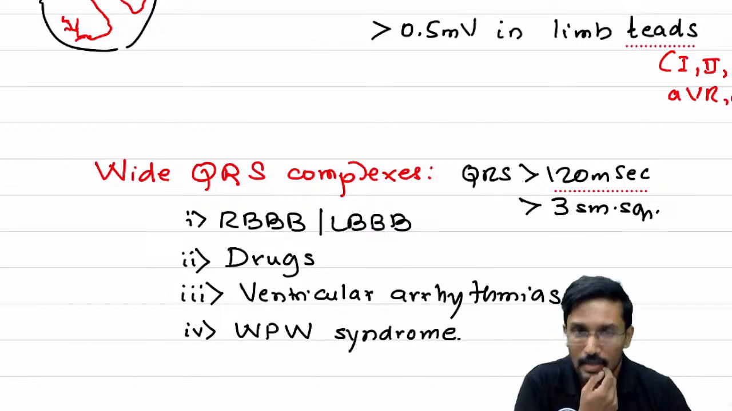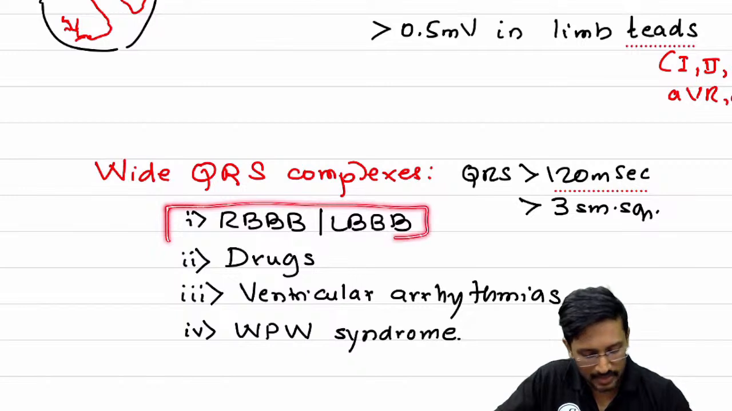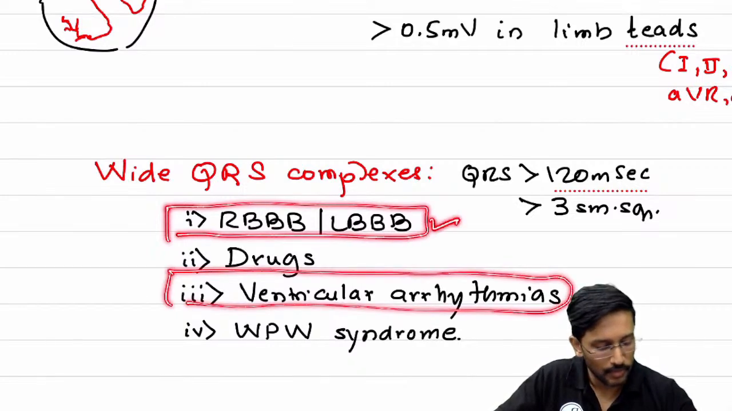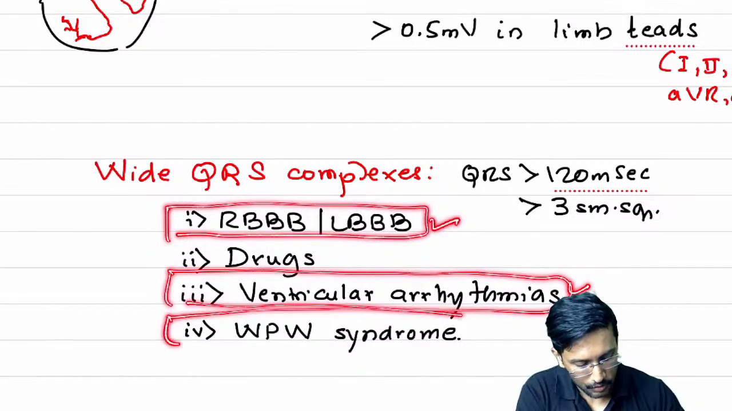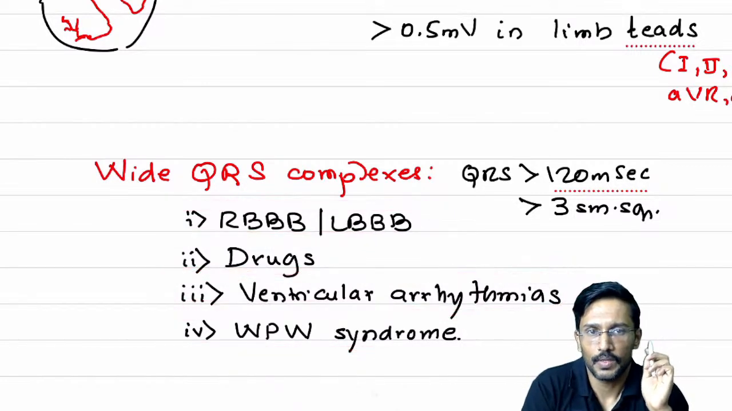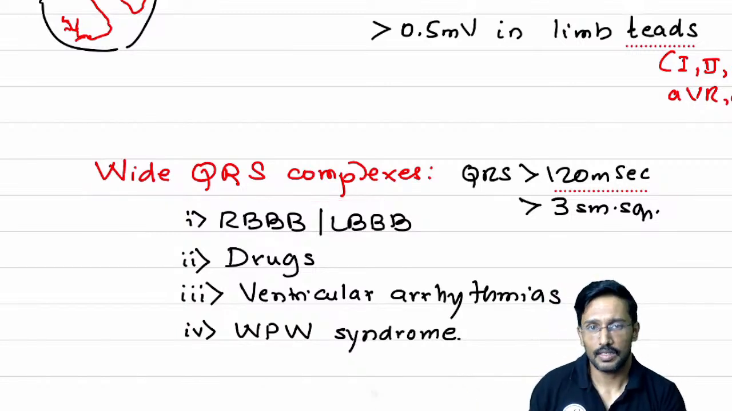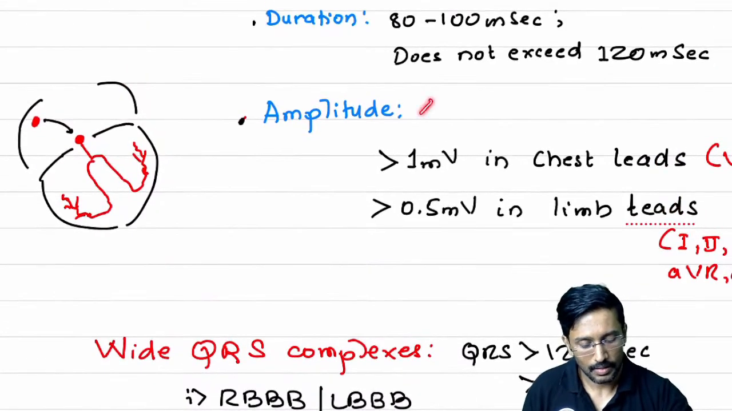From the perspective of the exam, detection of RBBB and LBBB is important. Detection of ventricular arrhythmias is important. Both of them I will discuss in a separate session. WPW syndrome, we have already discussed it. So now I will keep the wideness of the QRS complex aside because both of them are going to be discussed later. We will concentrate on the amplitude.